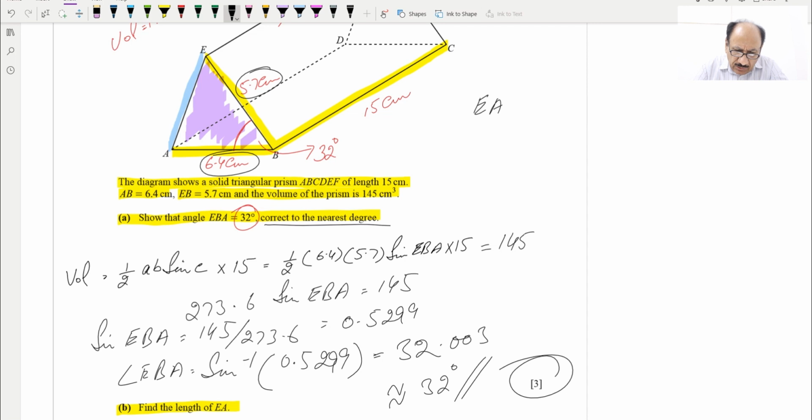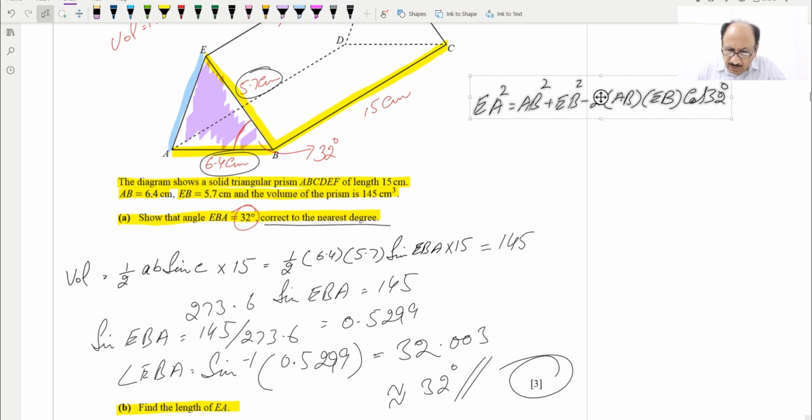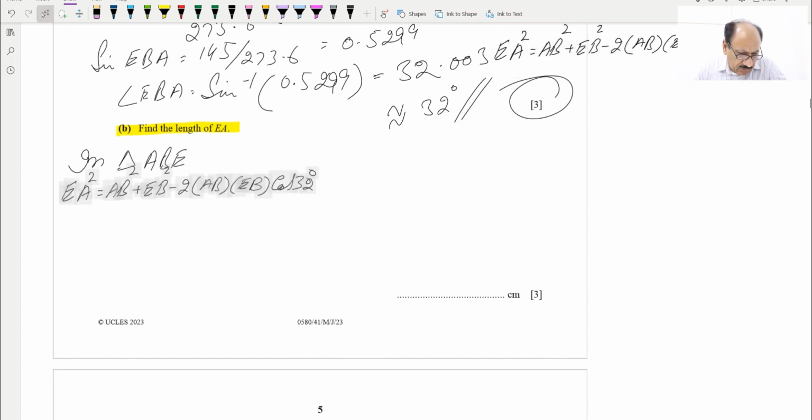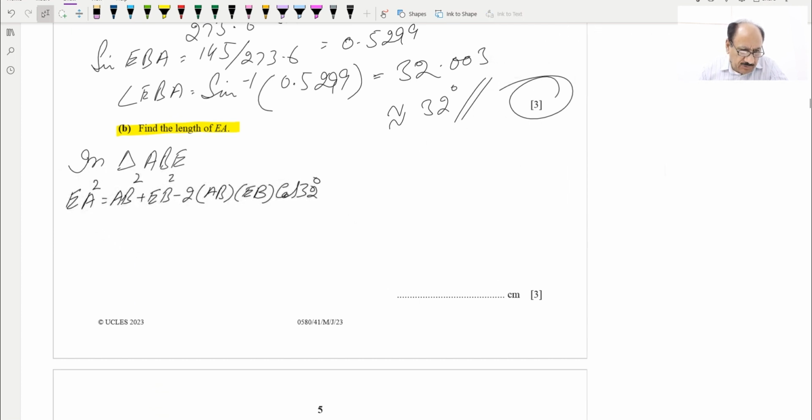EA square is equal to AB square plus EB square minus 2 into AB into EB into cos of 32. So this will be the cosine rule which we are applying, and we can shift here. This will be cosine rule. Now we will be just replacing the values, and EA will be equal to what?